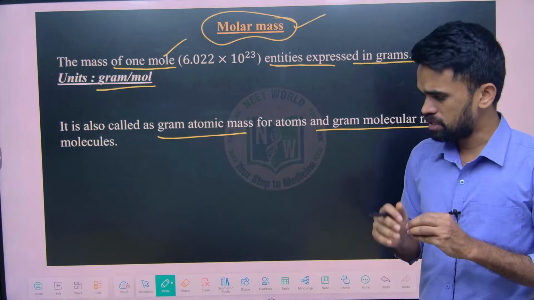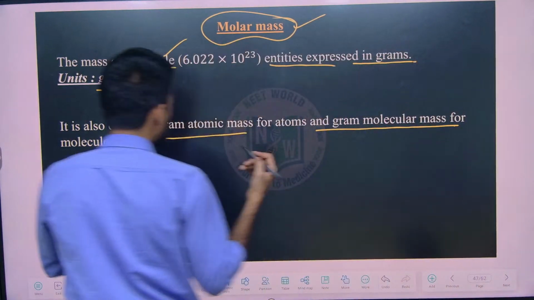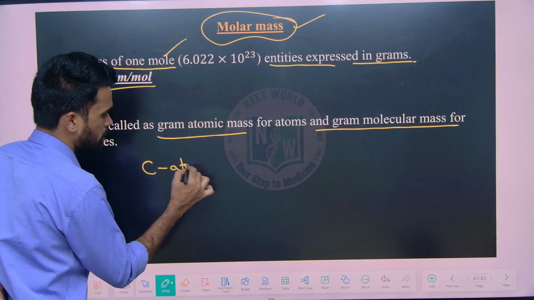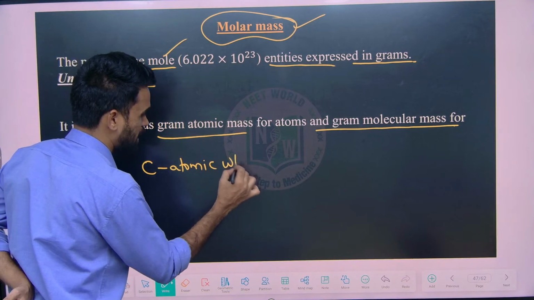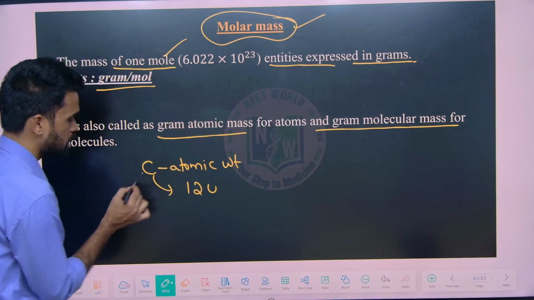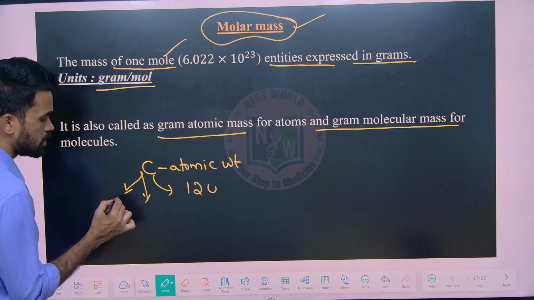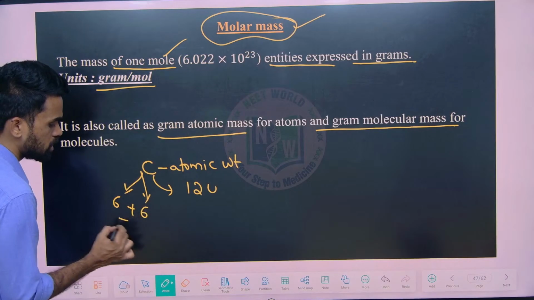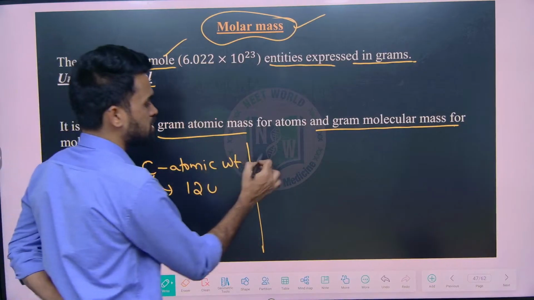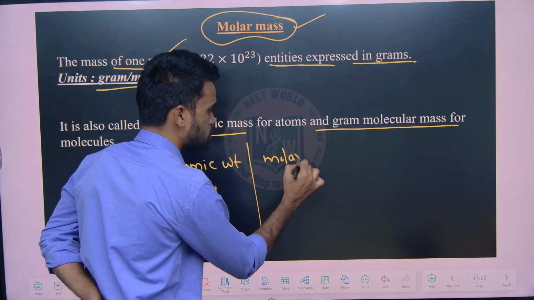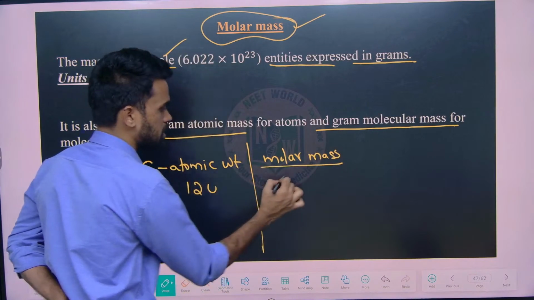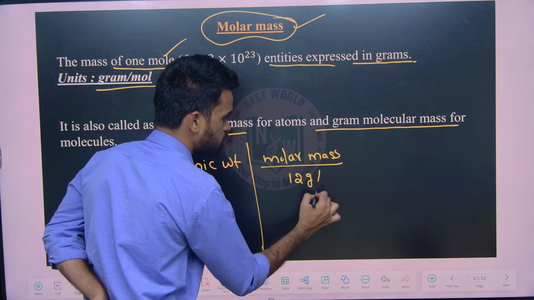So sir, how can we remember this? Just simple. See, when I told you carbon atomic weight, what did you do? Carbon atomic weight you expressed as 12 units. How did you express it as 12 units? Because there are 6 protons and 6 neutrons. So the total sum is 12. So that is atomic weight. Whereas its molar mass or molar weight is also the same, but you express this in grams, like 12 grams per mole.